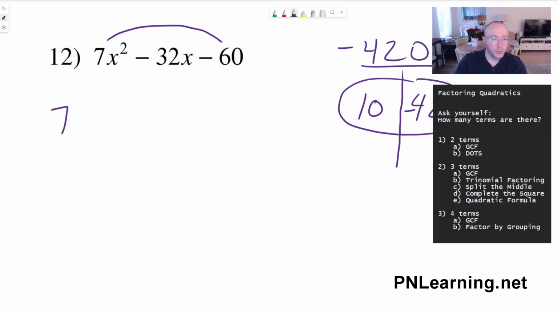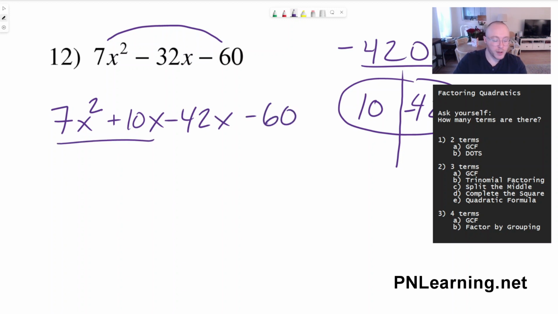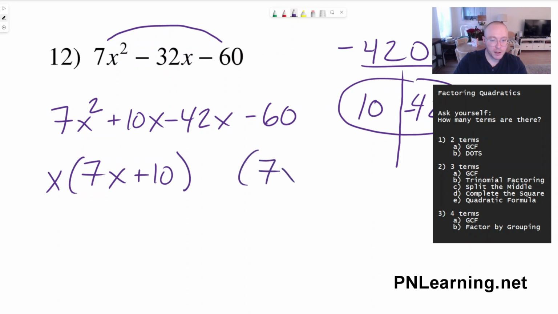Let's split the middle. We're going to have 7x squared plus 10x minus 42x minus 60. First two terms here, they both have an x, so we'll take out an x, and we'll be left with 7x plus 10. And we want to get left with the same thing, right? 7x plus 10. What would we have to factor out? Well, negative 42, if we factor out a negative 6, would give us a positive 7. So let's take out a negative 6 and just make sure it works, right? Negative 42x and negative 60, that works.